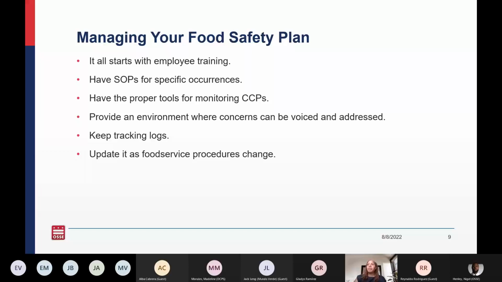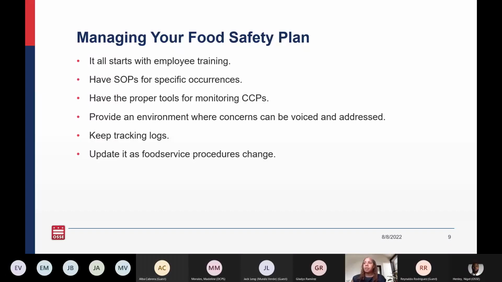You also want to be able to provide an environment where concerns can be voiced and addressed. Staff should not feel like they cannot share concerns and have a fear of reprimand or not being taken seriously. While no one wants to have a concern come up because we know that's just added work, when we think of our community and the students that we serve, any concerns should be addressed and staff should be comfortable doing so.